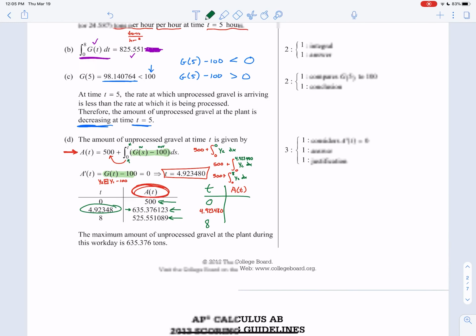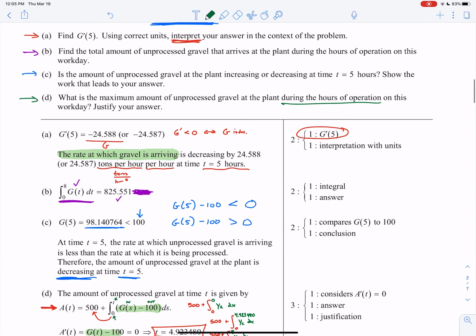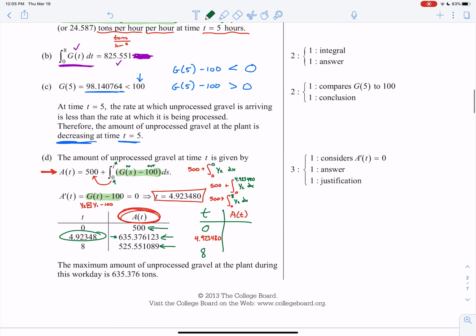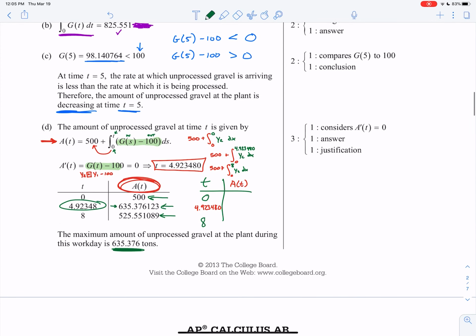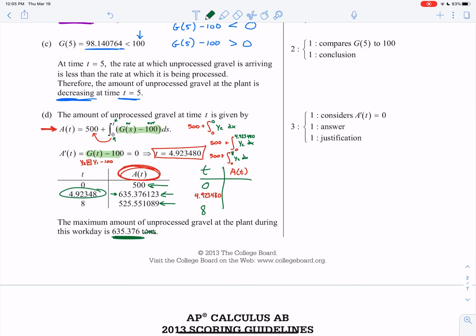But let's read the question real quick. They're asking you, what is the maximum amount of unprocessed gravel? So you wouldn't say that it occurs at t equals 4.923 because they're not asking you for the time. They're actually asking you for the total amount of tons. So in this case, you would just use 635.376. They don't ask you for units, so no need to put tons there. But your justification is basically your table. Okay?